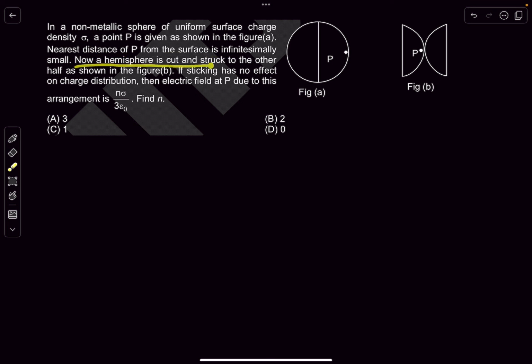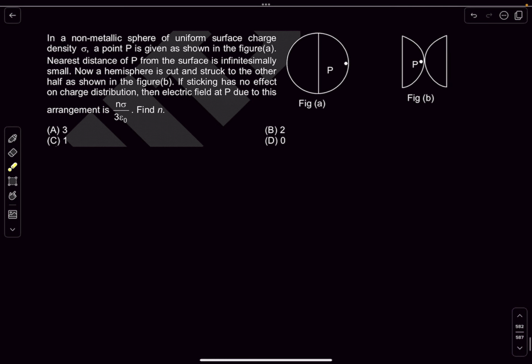Now the hemisphere is cut and stuck to the other half, as shown in figure 2. If sticking has no effect on the charge distribution, so the sigma of the hemisphere still remains the same, then we have to figure out the electric field at point P due to this new arrangement. Give this problem a good try, guys, and then check out the solution.